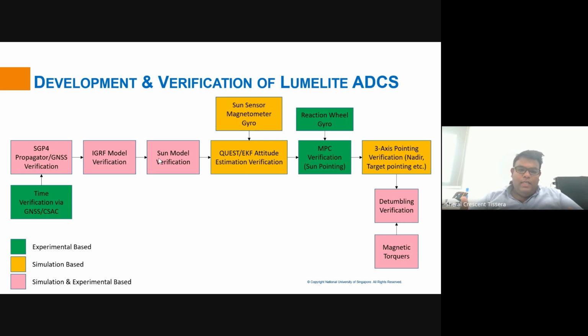So detumbling simply means that you are reducing the body rate of the satellite. When the satellite is ejected from the launch vehicle, there will be an initial or an induced rotation of the satellite by the launch vehicle or by the deployment mechanism to eject the satellites from the launch vehicle.